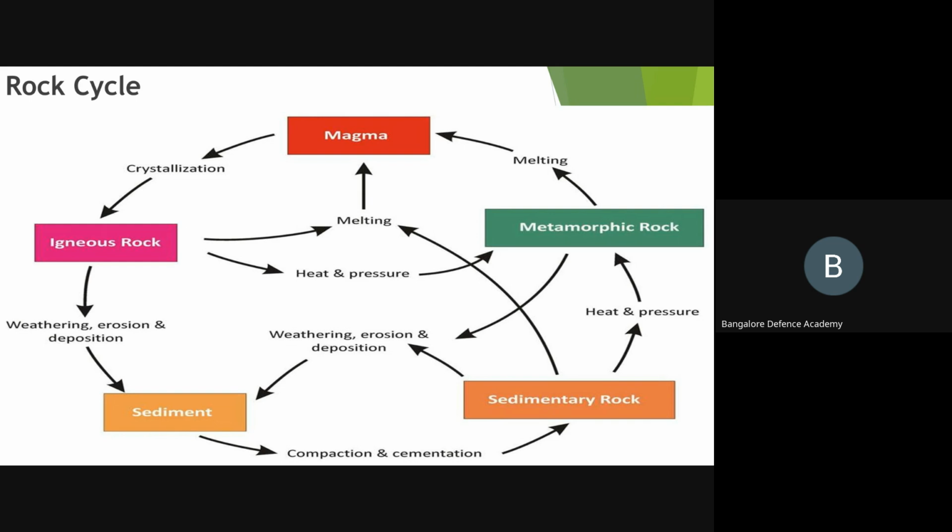Okay, it's not like the igneous rock will always be the igneous rock. The rock can change, recrystallization will be happening, and the physical and mechanical properties of the rock will be changed. Okay, so this is your minerals and rocks.